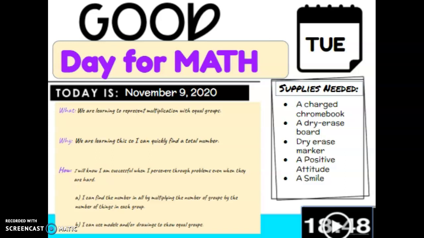Hey everybody, today is Tuesday, November the 9th, and we're still working on multiplication in groups. Our learning objective is the same as yesterday. We are learning to represent multiplication with equal groups. The key word there is equal. And we're learning it so that we can quickly find the total number when our groups are equal.